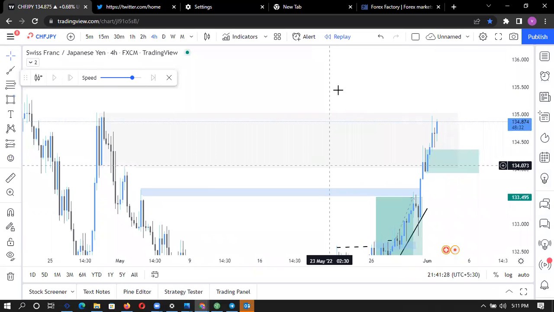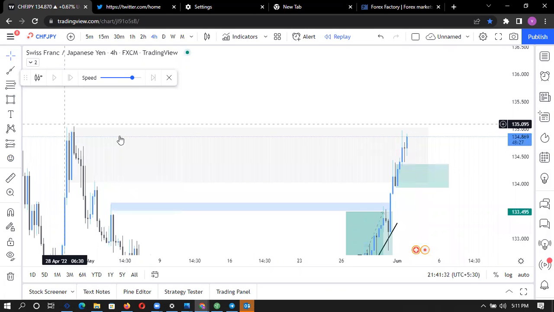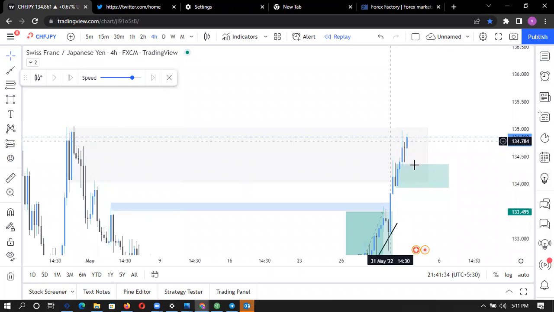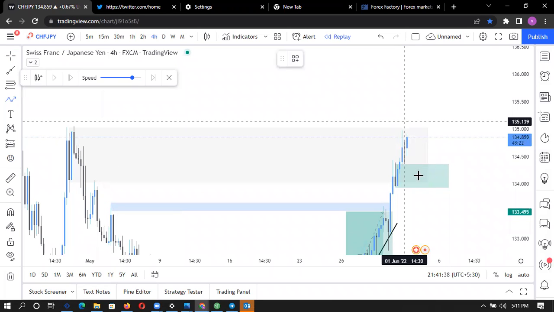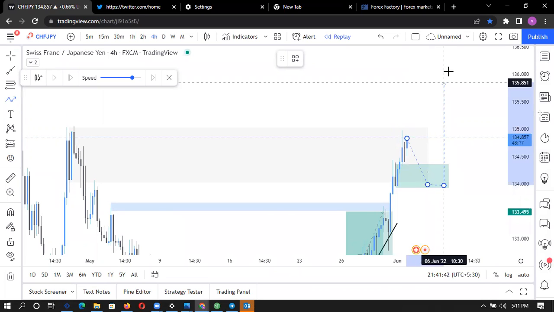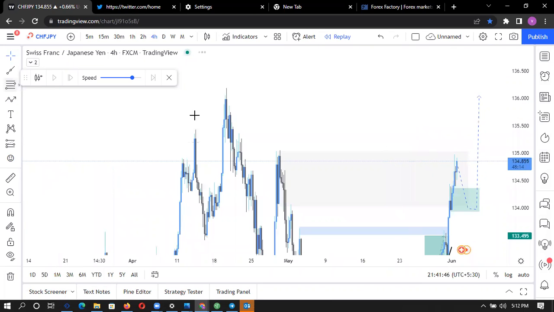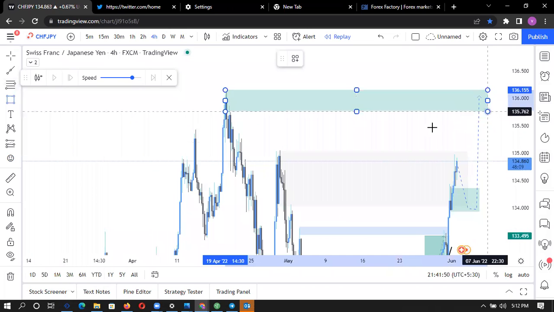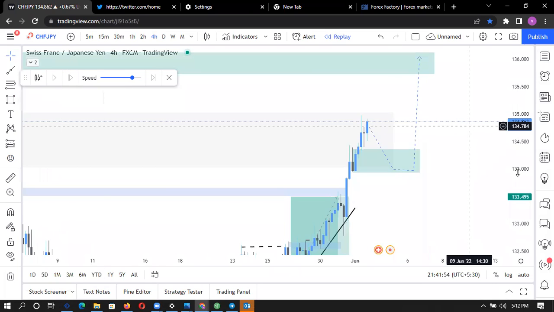My projection now is that the price could get to the 4-hour high right here and mitigate, come back down to this area, all right? And we could be looking for buy entries down here and continue bullish, probably to this next order block around this area. All right, so that's my projection on CHF JPY. I think the price is still bullish.